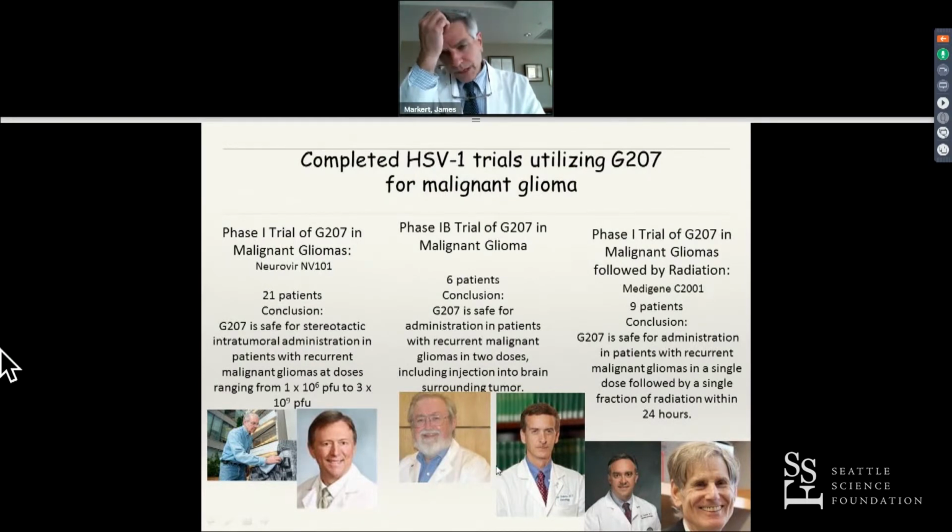So we went on from there and did some trials, and here they are shown. You can see that the first trial we did was this trial here, done with a company called Neurovir. This study was done at Georgetown. Martuse had moved to Georgetown by that point, but wanted to stay involved, and I was here at UAB by that time.